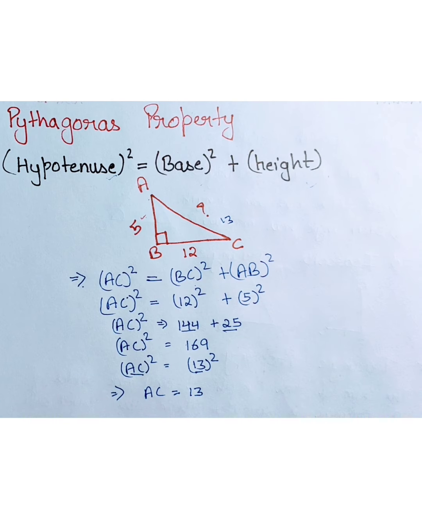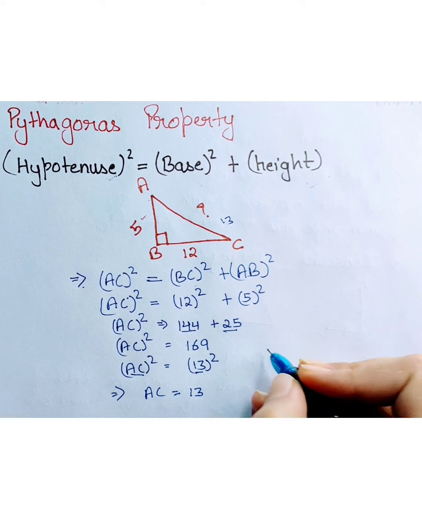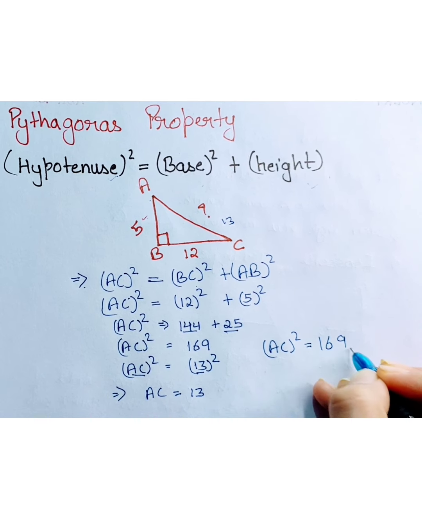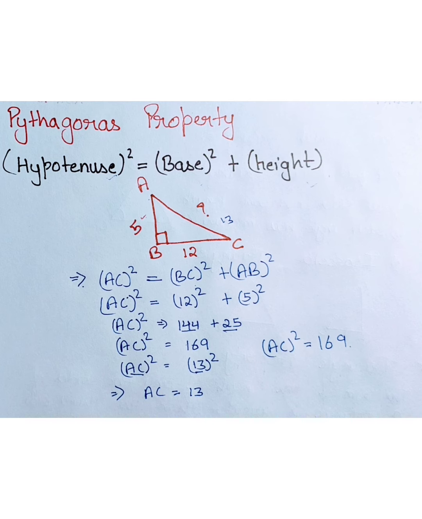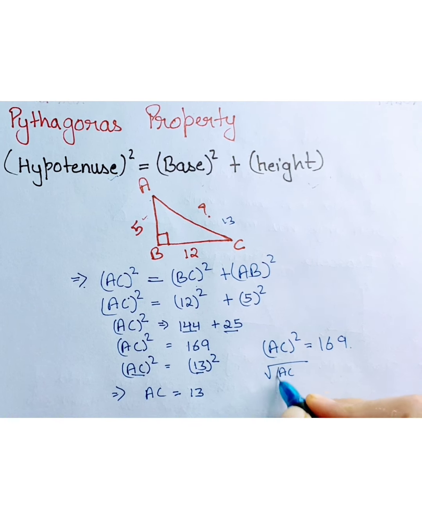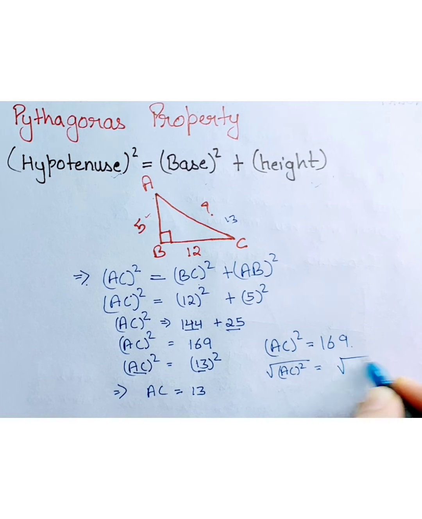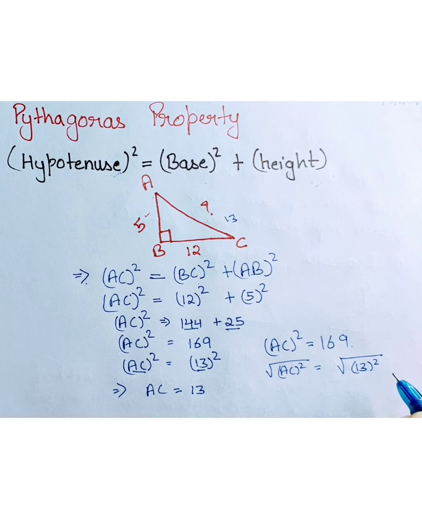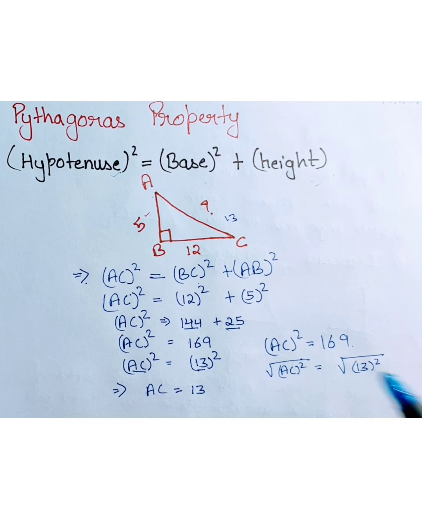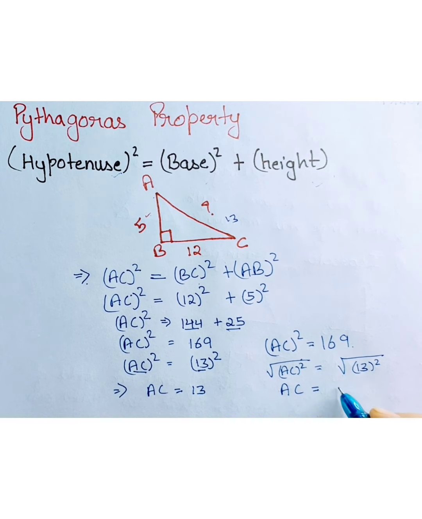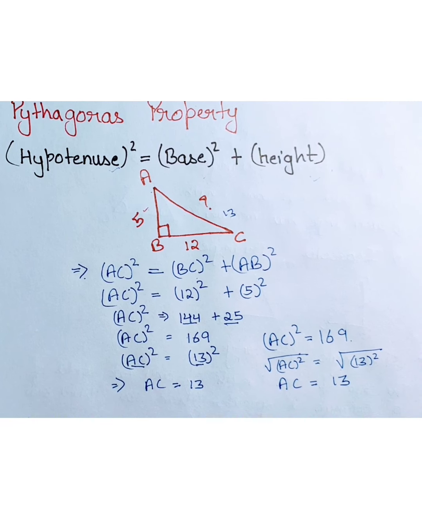Or the second method which we use here is, AC square is given to us as 169. So we'll say, taking under root both sides. So when you take under root, AC square is equal to 169, which is the square of 13. 13 square. So when we take the root, the root cancels the square. So from here also you can get the value of AC as 13.